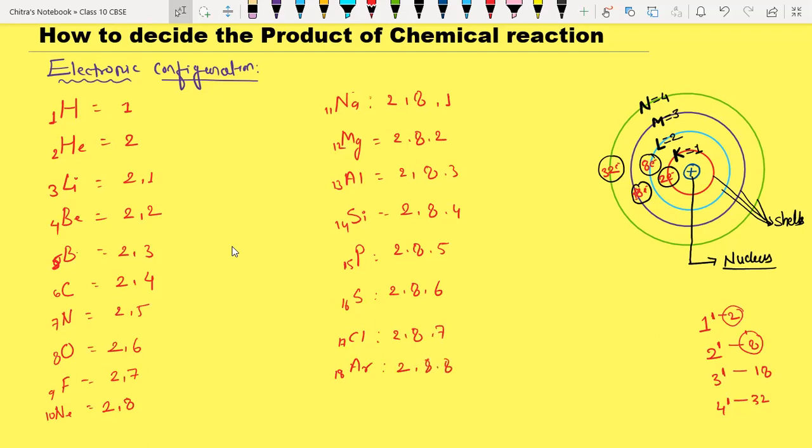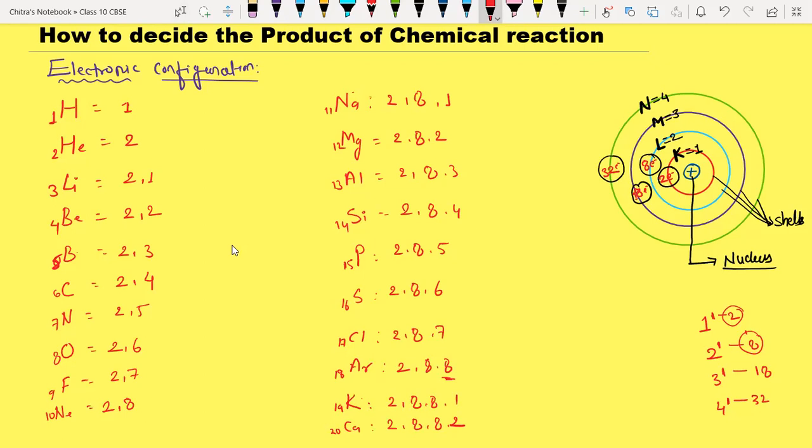See, after filling the 8 electrons, the next electrons will come on the fourth cell, and then we start filling the third cell again. So I'm writing here potassium. Potassium has atomic number 19, so its electronic configuration will be 2, 8, 8, 1. And last we have calcium. Its atomic number is 20, so its electronic configuration will be 2, 8, 8, 2. Okay, so this is the way we have to write the electronic configuration. This is the atom, then its electronic configuration.